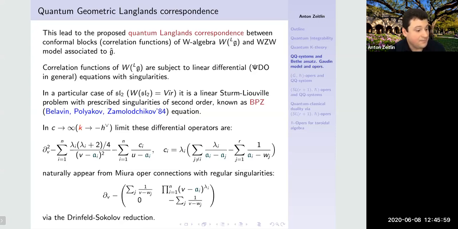And in general, the process by which you obtain those differential equations, which the conformal blocks of W algebra satisfy in the classical limit, is known as the Drinfeld-Sokolov reduction. Right? So this is an elementary example of that.